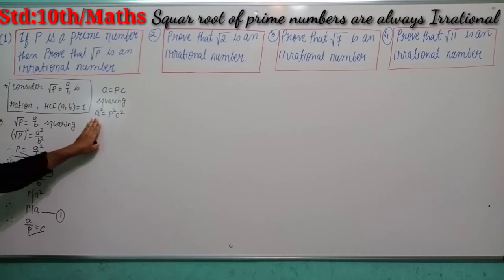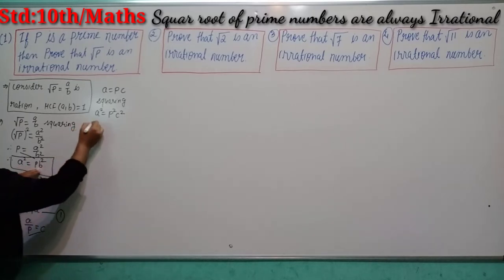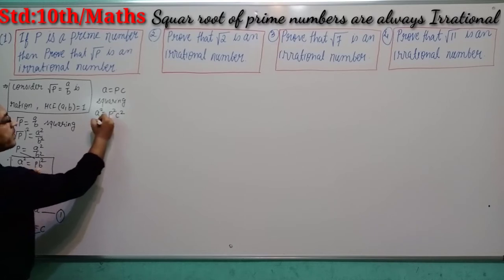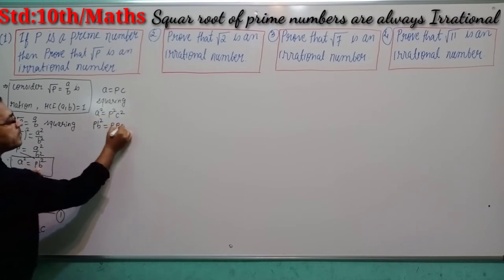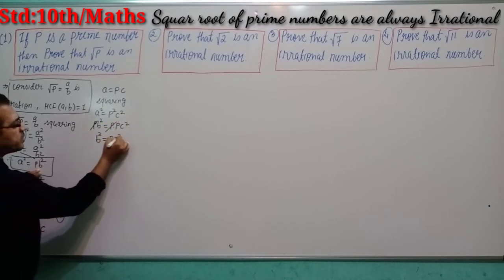Now students, you can get the value of a square from here. a square is equal to p b square, right? So you can substitute p b square. It can be written as p into p c square. p and p will be cancelled out. b square is equal to p c square.